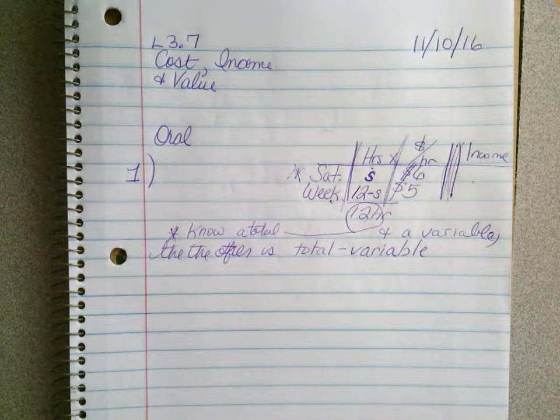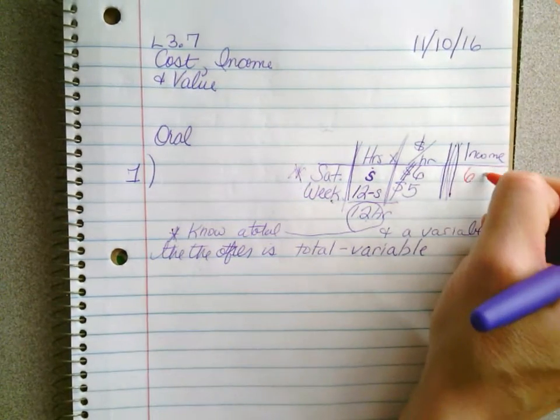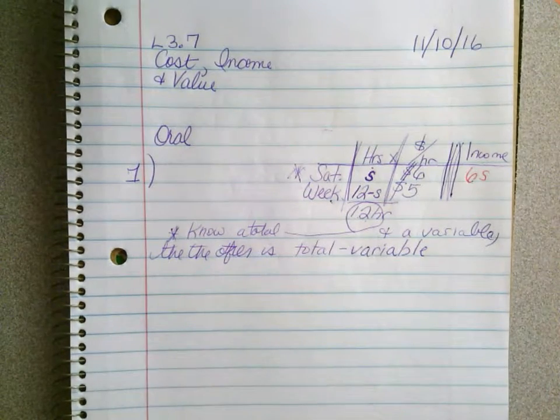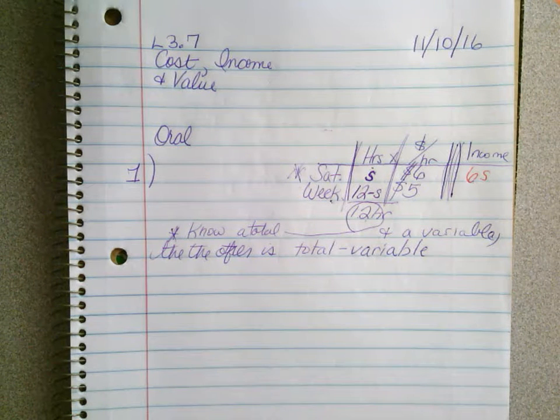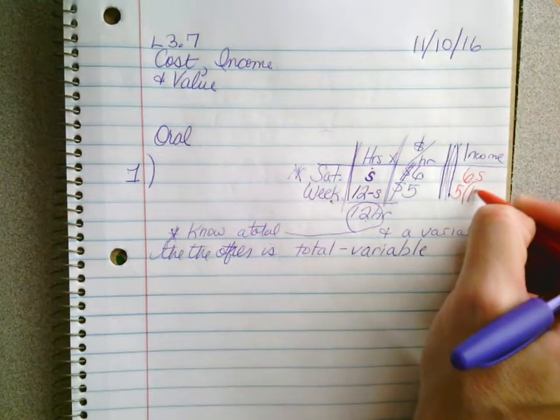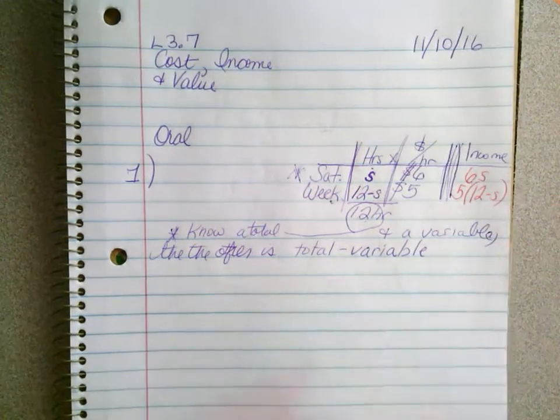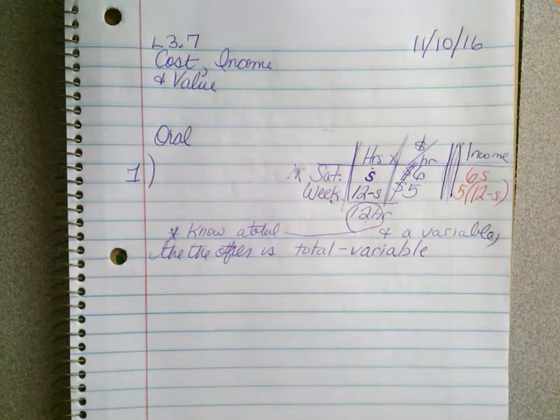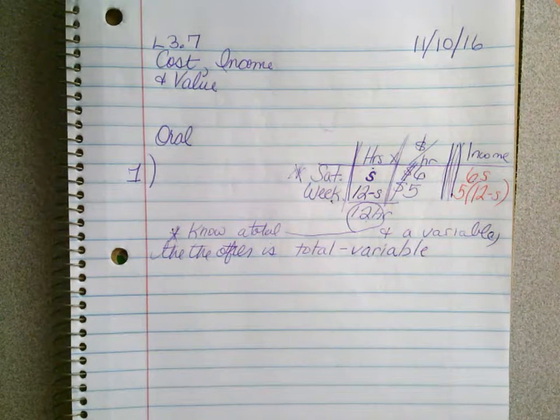From here, we can extrapolate some information. We can extrapolate that our income for Saturdays is $6 multiplied by S hours. We can also extrapolate that our income from weekday working is $5 times 12 minus S hours. And you need to be filling this in your notes. Charting is not natural to anybody, but practicing it helps.